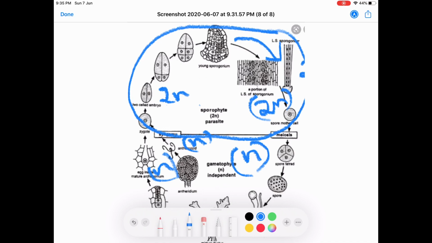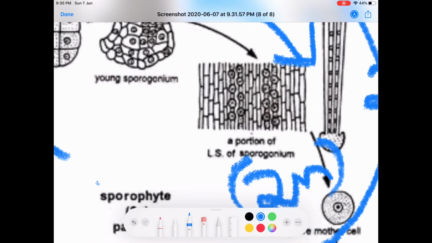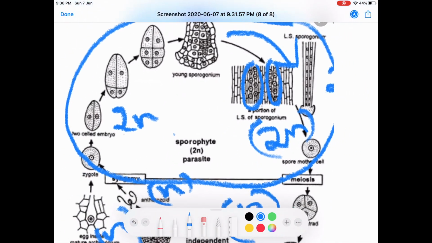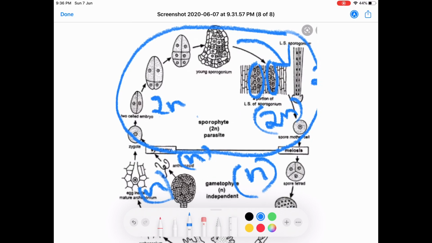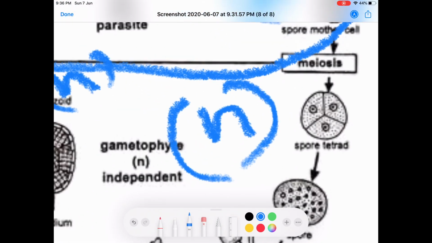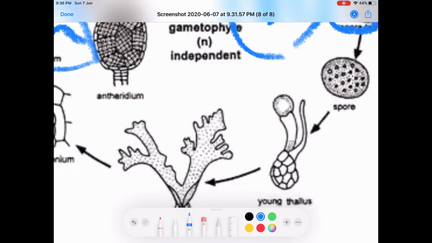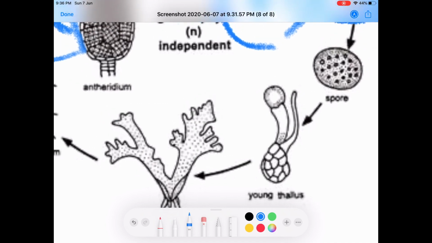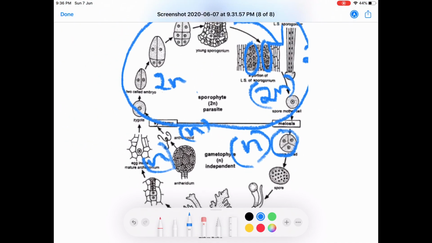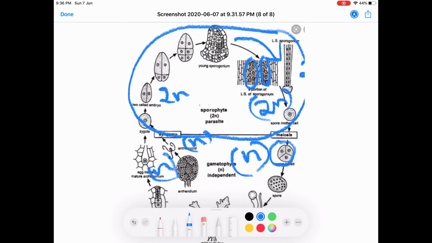The sporogenous tissue inside the sporogonium capsule undergoes meiosis. This region is the sporogenous tissue. The sporogenous tissue undergoes meiosis to produce spore tetrads. See this, this is the spore tetrad. These spore tetrads germinate again to produce the gametophytic thallus. This is all about the life cycle of Anthoceros.